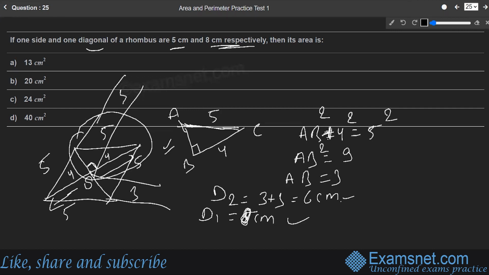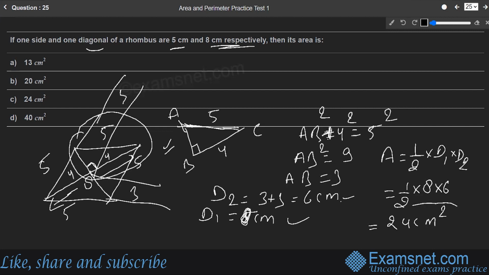Now we are supposed to calculate the area. Area of the rhombus is always given by half of the product of the diagonals. So let us do it. Half of the first diagonal 8 and the other diagonal 6. If we calculate this, it comes out to be 24 centimeter square. So that is the area of the rhombus. Let us see where it is available. Available in option number C, so that becomes the right answer.